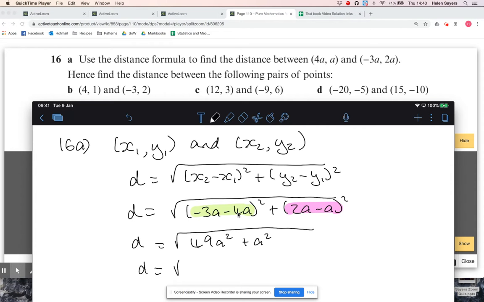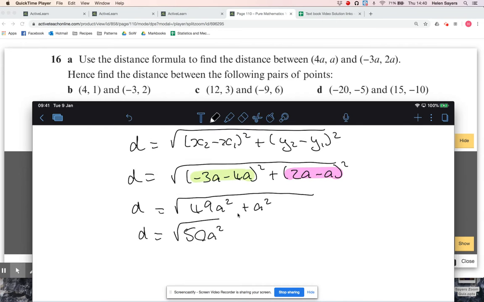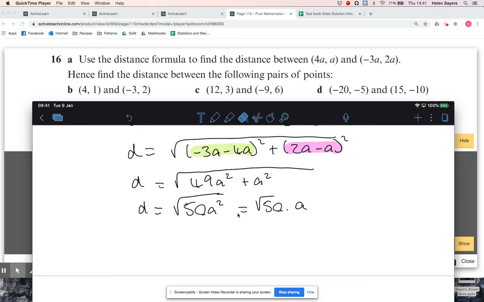So d is the square root of 50a squared. Just be really careful with your square root there. If I write it like that, everything is under the square root. Or, because I can square root a squared, I could write it like that. But I need to be clear that in this version the a is not under the square root. I think for what we want to do with the rest of the question, that's going to be the slightly easier version to use.